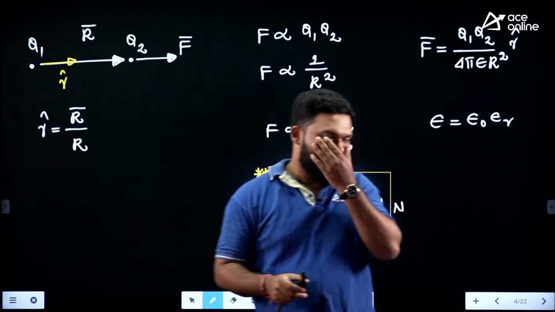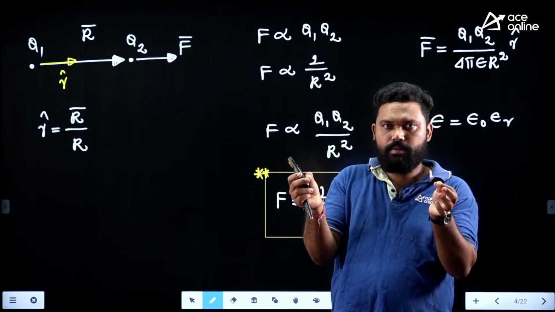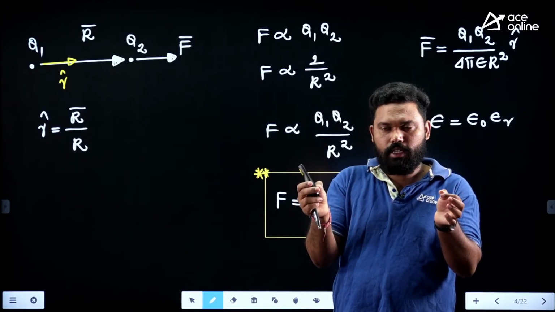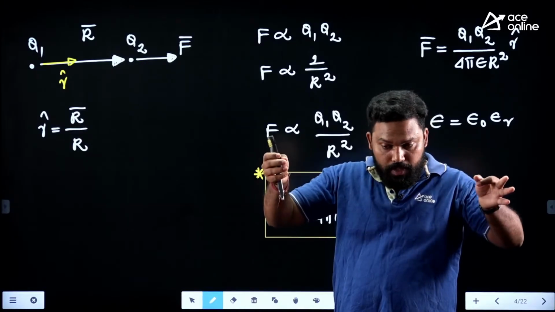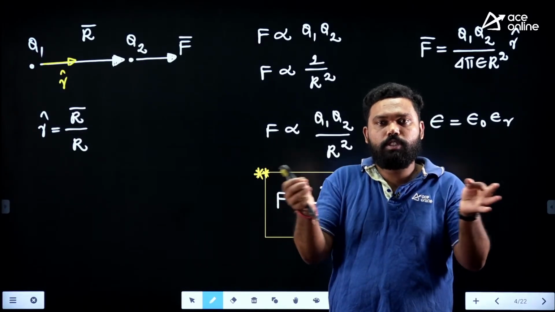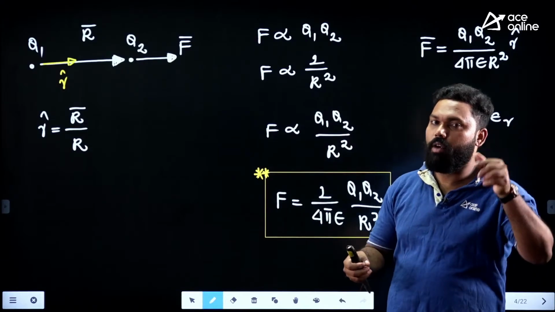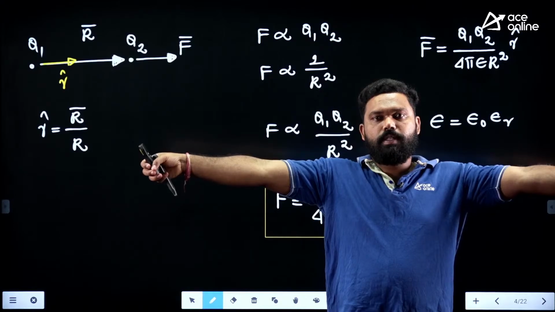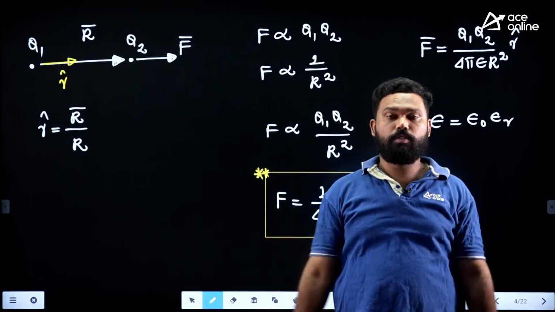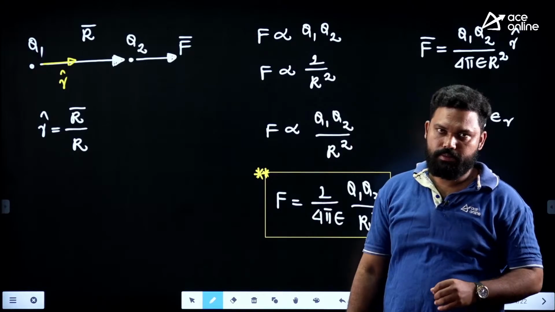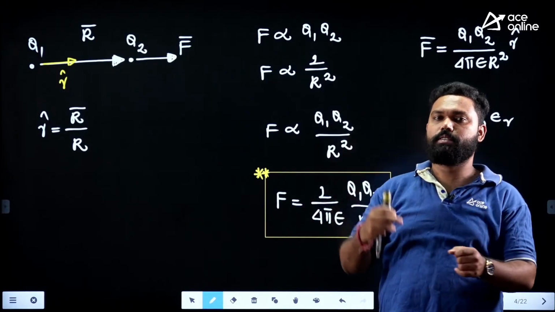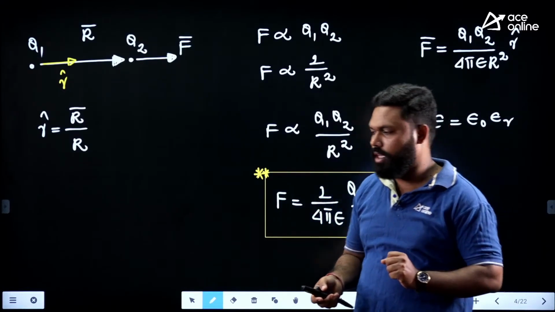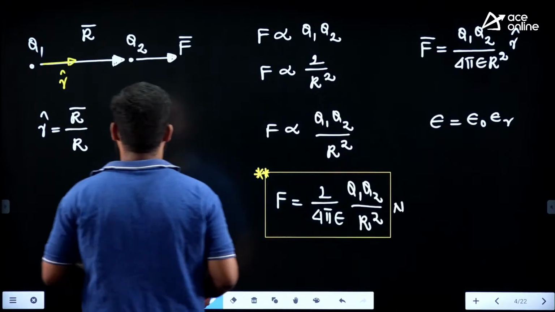See here, the force between the two charges depends on the magnitude of the charges. If you consider a very high charge, the force of attraction or repulsion between these two charges will be high. Point number 1. Point number 2, if I increase the distance between these two charges, what happens? The force between these two charges will decrease. If I decrease the distance, force increases. Not only these two points, there is one more point, what is called the medium. In which medium you are placing these charges?